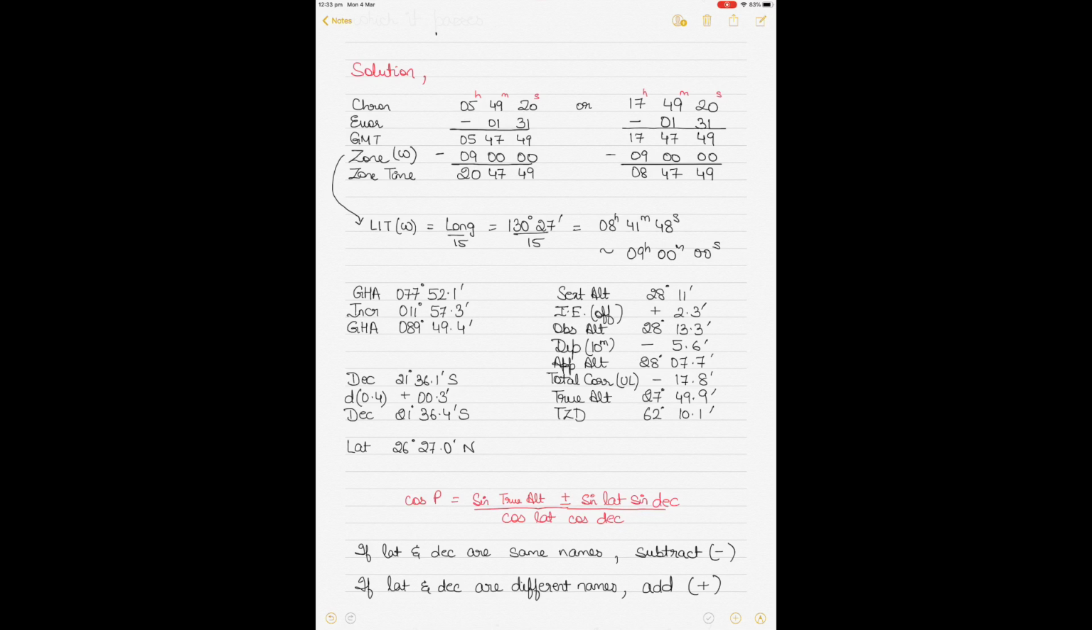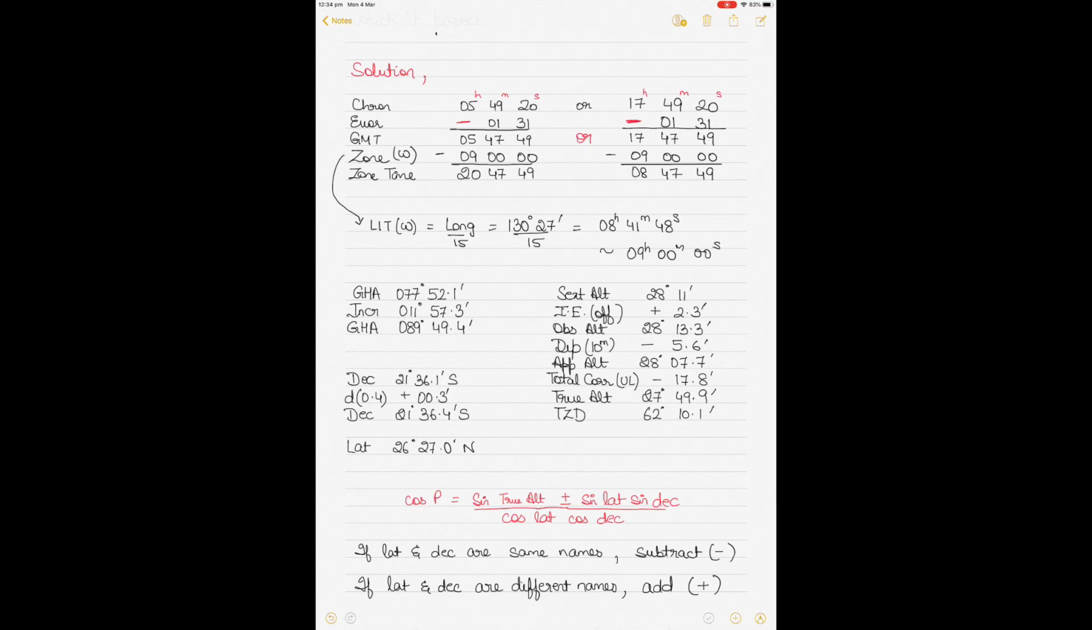So let's apply the error. The error was 1 minute 31 seconds fast, so you apply it in both cases. If the error is fast, you always subtract it. If it's slow, you add the error. When you subtract it, you get 5 hours 47:49, or this could also mean it's 17 hours 47:49. And then you apply your zone.